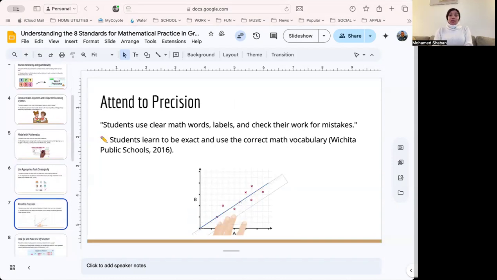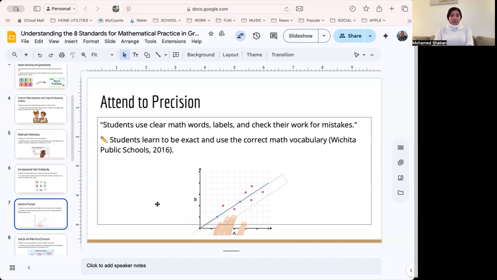This is about being careful with words, symbols, and calculations. Students try to be exact and clear. The image shows a student double-checking their answer and labeling their units.